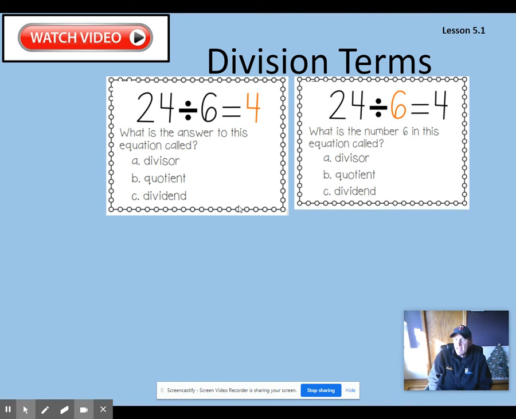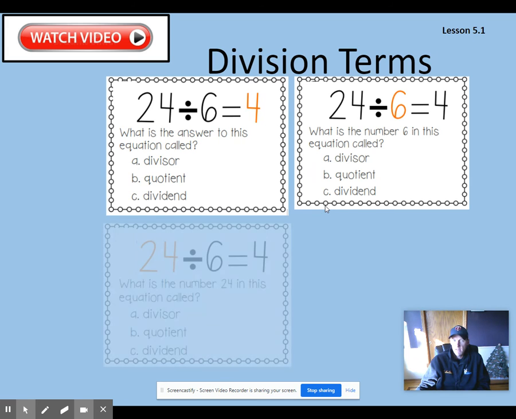What is the number 6 in this equation? All right, well, it's not the quotient because that's the answer. It's not what I'm splitting. That'd be the dividend. All right, it's the divisor, choice A.